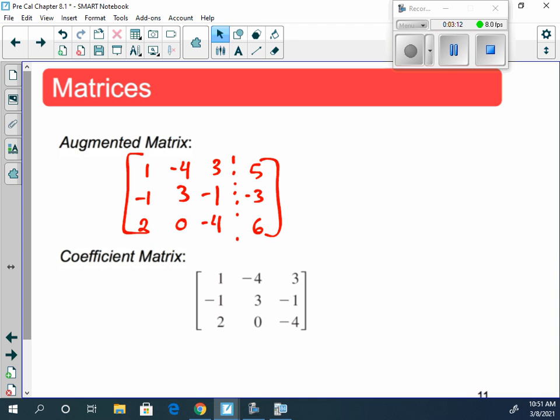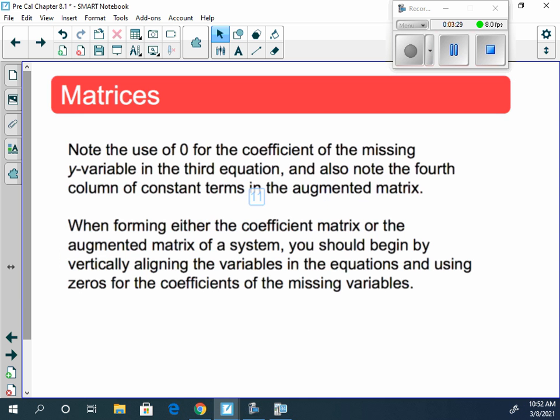So if we're actually solving, we're going to use an augmented matrix because we need what it's equal to. And that's the one you're used to using, because when we were plugging them in and solving the system of equations in the last chapter, we were using an augmented matrix. Now note, use 0 for any missing variables.